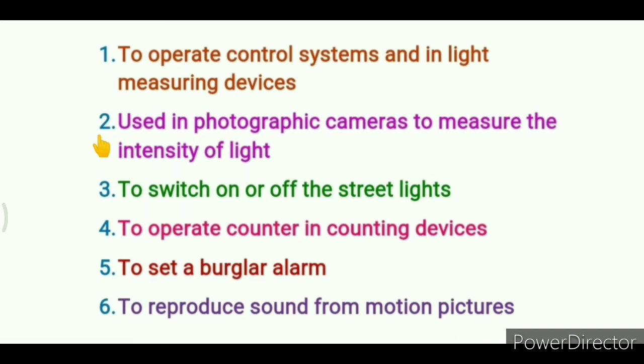If the deflection in the milliammeter is small, the photoelectric current is small. It indicates that the intensity of light is small. Thus, the exposure time should be more. If the deflection in the milliammeter is large, the photoelectric current is large, and it indicates that the intensity of light is more. Thus, the exposure time should be less. So, this is all about the photocell and its applications.